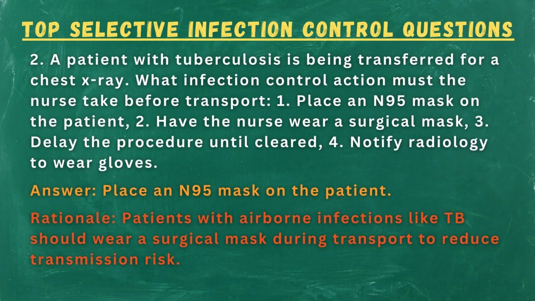2. A patient with tuberculosis is being transferred for a chest x-ray. What infection control action must the nurse take before transport? 1. Place an N95 mask on the patient. 2. Have the nurse wear a surgical mask. 3. Delay the procedure until cleared. 4. Notify radiology to wear gloves. Answer: place an N95 mask on the patient. Rationale: patients with airborne infections like TB should wear a surgical mask during transport to reduce transmission risk.